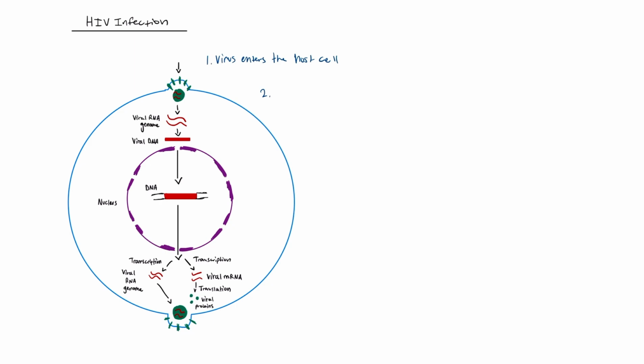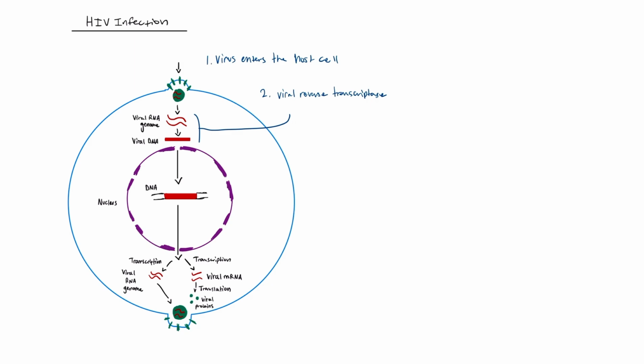Now, step two, we want the viral RNA genome to be converted to viral DNA. Now, how does this happen? So, the virus has this thing called reverse transcriptase, which is an enzyme that makes a double-stranded DNA copy of the viral RNA genome, right? So, during this step, the viral reverse transcriptase, that's an enzyme that's going to make your copy of double-stranded DNA from the viral RNA genome.